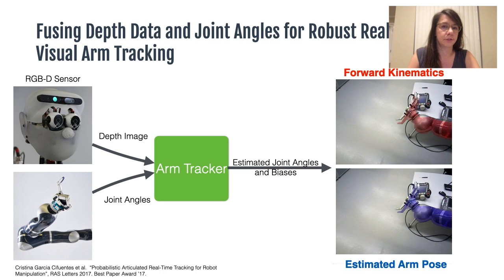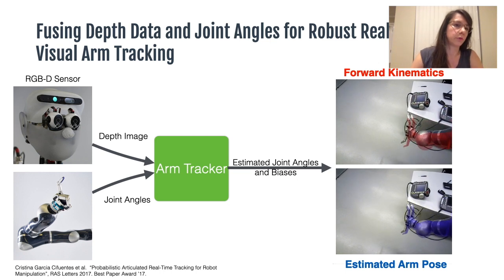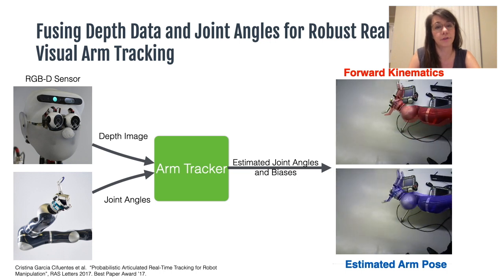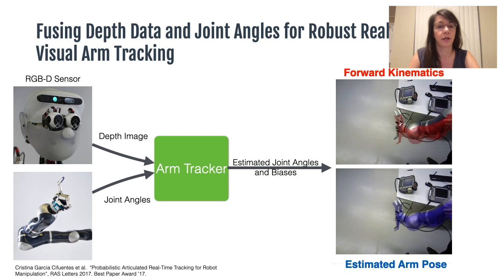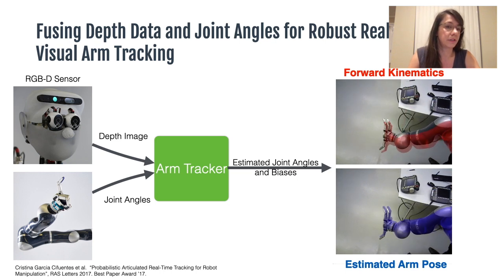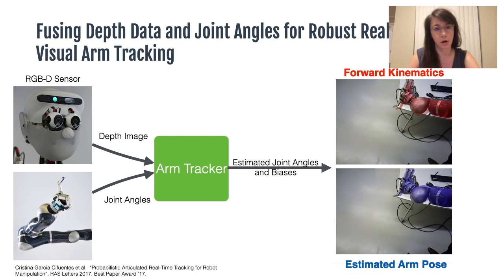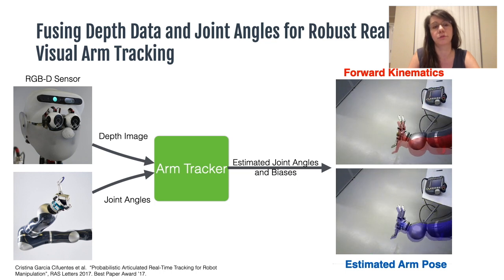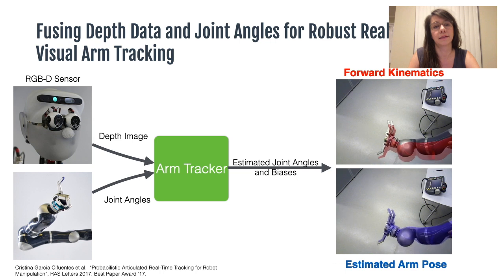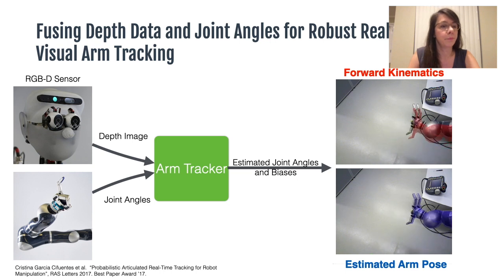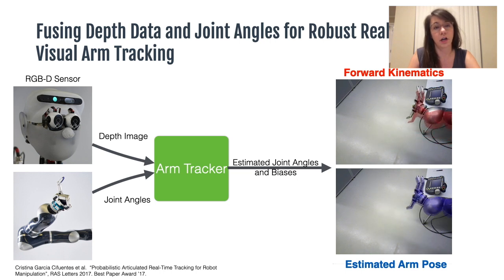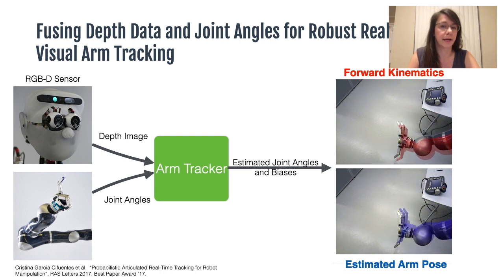So apart from the object tracker, we also needed to track the pose of the robot arm and hand relative to the cameras in order to do accurate perception. So what you see here again is basically an extension of our object tracker to be able to track the high dimensional system of the 7 degree of freedom robot arm. And what we take as input is the depth image, but also the joint angles of the arm that, by the way, come in at kilohertz. And the output are estimated joint angles and biases.